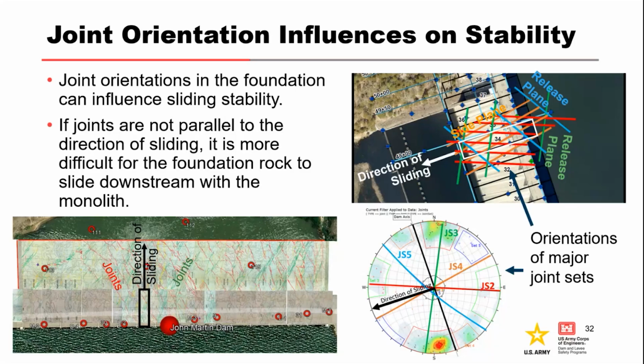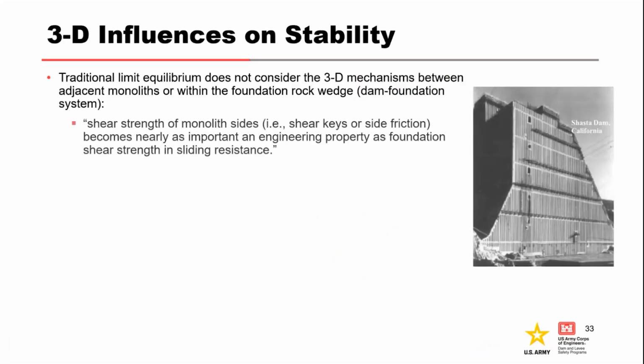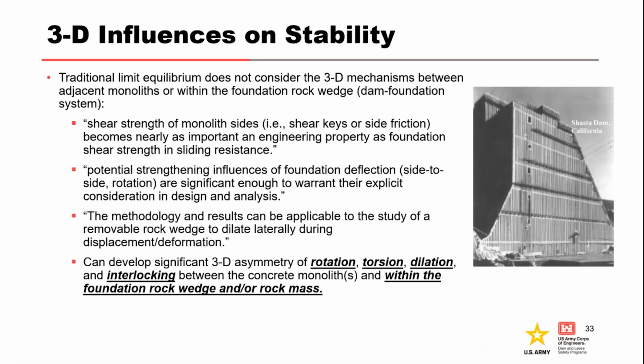So these examples here are from John Martin Dam and Bushels, and these colored lines represent how the joint orientation differs from the monolith orientation. So I'm going to go through this very quickly.